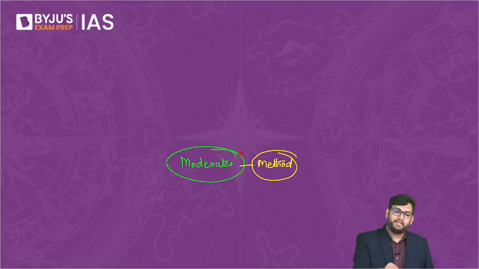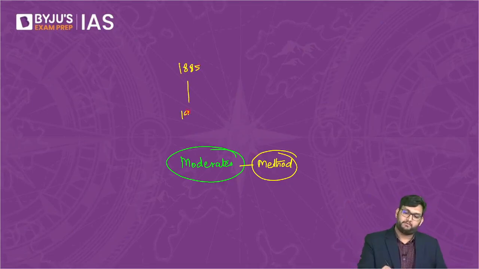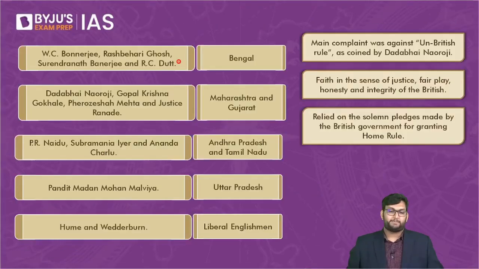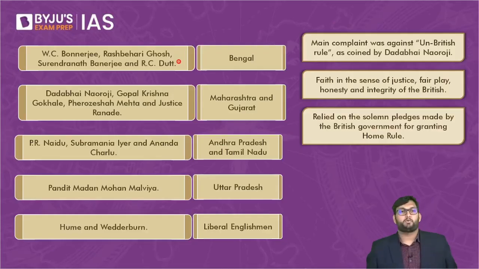Between 1885 and 1905, the personalities who dominated the moderates or dominated the INC are personalities such as these. From Bengal, W.C. Banerjee, Raj Bihari Ghosh, Surendranath Banerjee, R.C. Dutt. Gujarat and Maharashtra, Dadabhai Naoroji, Gopal Krishna Gokhale, Firoz Shah Mehta, very important personality, Justice Ranade. From Andhra Pradesh, Tamil Nadu, you have P.R. Naidu, Ananda Charlu, Subramaniam Iyer, Uttar Pradesh, Madan Mohan Malviya, and you had these two Britishers, puppets, Hume and Wedderburn sitting there.